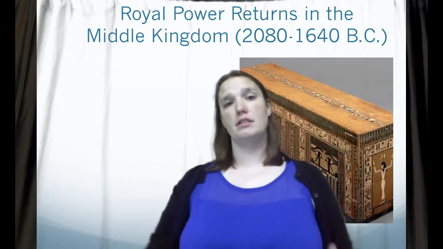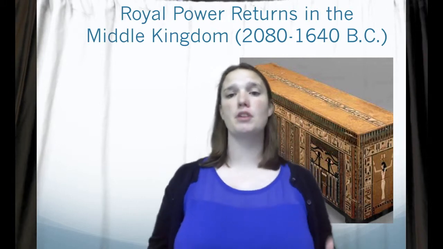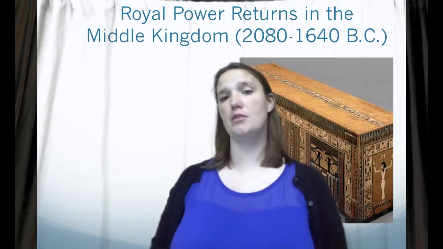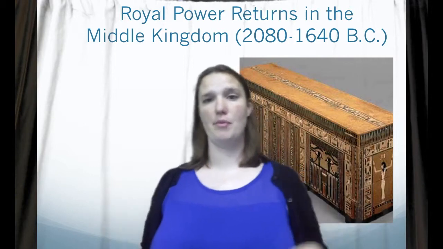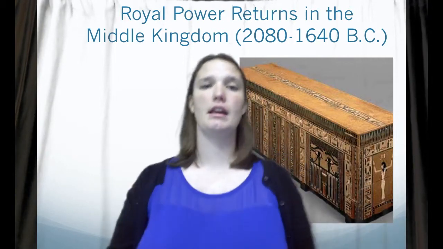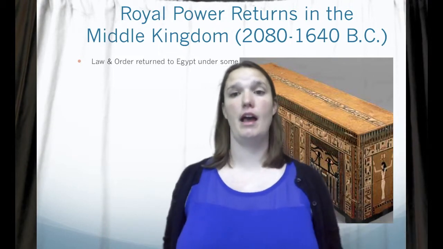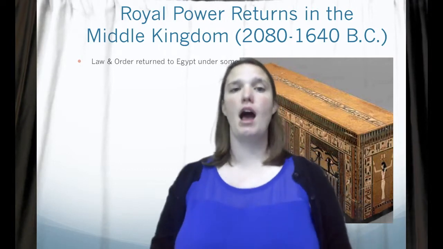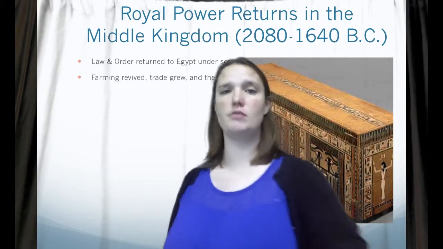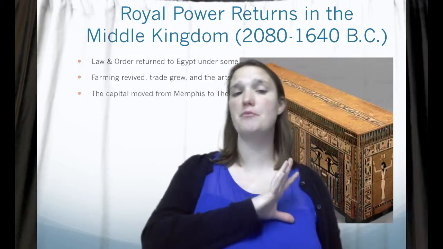What we then start to see is in the Middle Kingdom, the royal power returns, but we're starting to see slight differences. In the past, in the Old Kingdom, we saw that the pharaohs were the ones who were worthy of a proper afterlife. But in the Middle Kingdom, everyone feels that they should have a good afterlife. So law and order is returned to Egypt. Farming is revived. Trade begins to grow. The arts are flourishing. The capital moves from Memphis to Thebes.